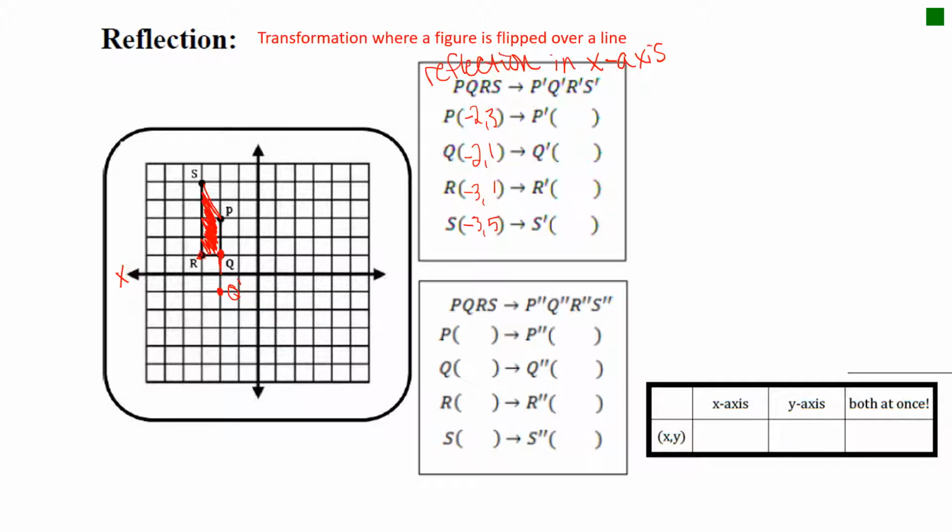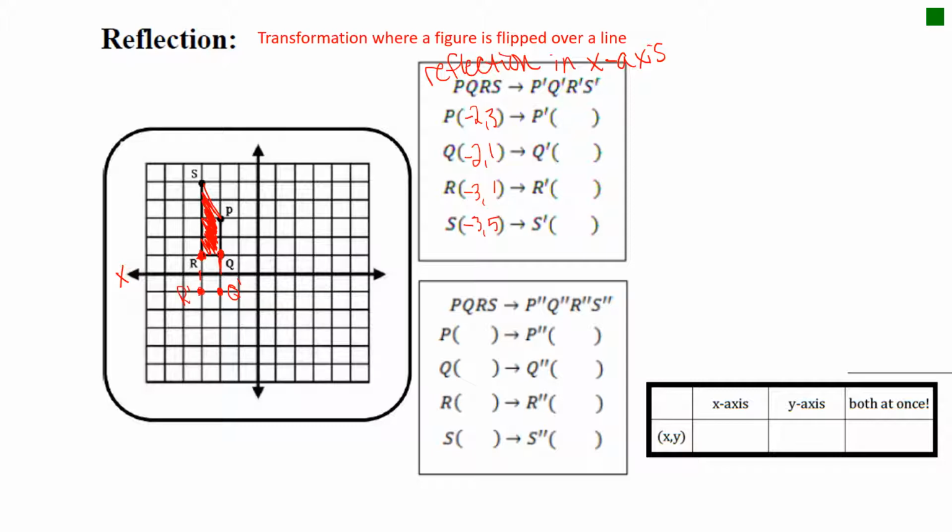Now we'll do point R. R is at the x value, -3. So at that same value, it's 1 distance away and it's up. So now I'm going in the opposite direction, down 1 unit. So that would be R prime.